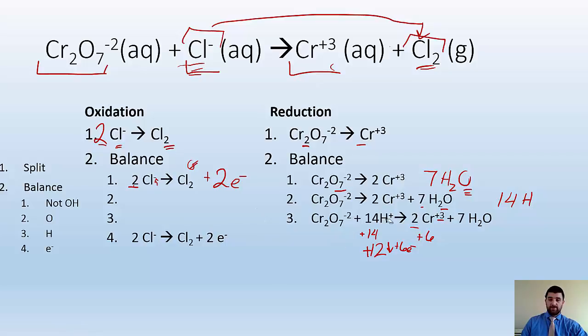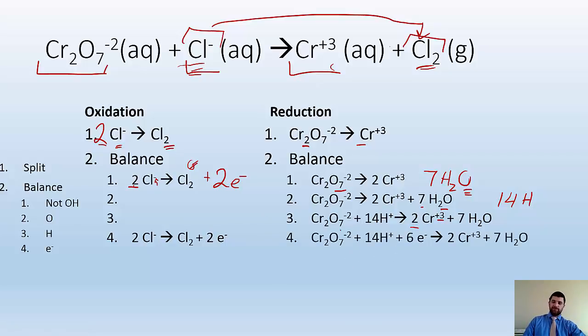So now I got to erase all this stuff that I wrote in the way because there it is. So now my charges are balanced. I got 6 electrons, 14 H pluses, and a minus 2 from the chromate ion. That gives me a plus 6 charge overall, and I got a plus 6 charge on the right side. So charges are balanced. Cool.